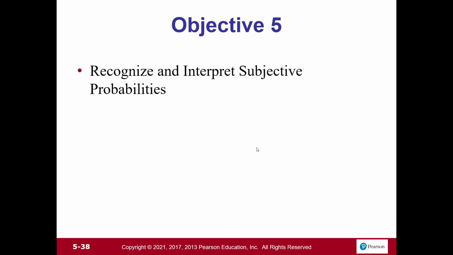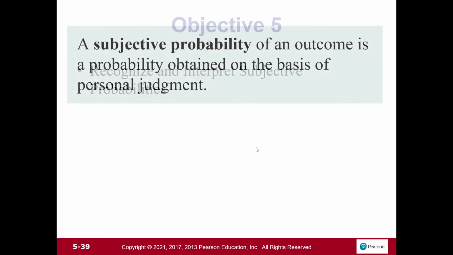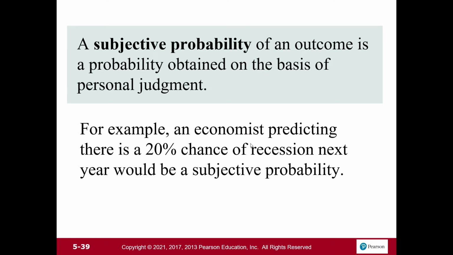Let's look at the last objective here. It is recognize and interpret subjective probabilities. So subjective probabilities of an outcome is a probability obtained on the basis of personal judgment. For example, in economics, predicting there is a 20% chance of recession next year would be a subjective probability.